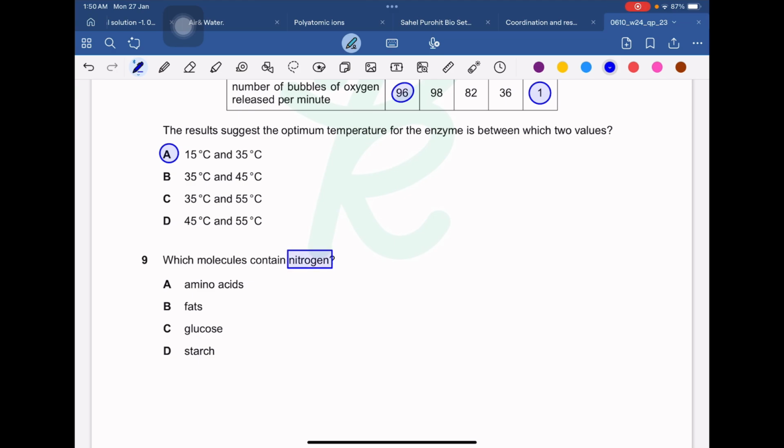Now, let us see the basic elements in each of these given substances. The basic elements in amino acids, which make the proteins, are carbon, hydrogen, oxygen and nitrogen. So the appropriate answer for this will be amino acids. For fats, the main elements are carbon, hydrogen, oxygen. Even for glucose, it is carbon, hydrogen, oxygen. And starch, also being a carbohydrate, is carbon, hydrogen, oxygen.